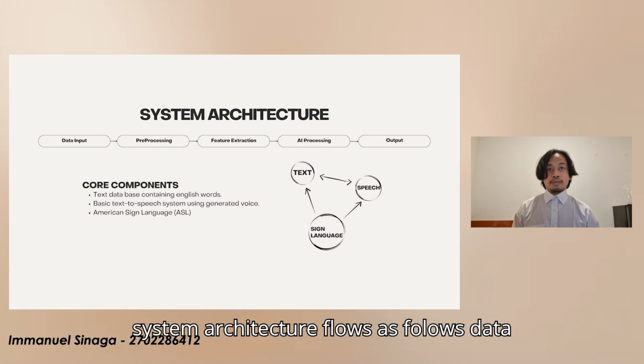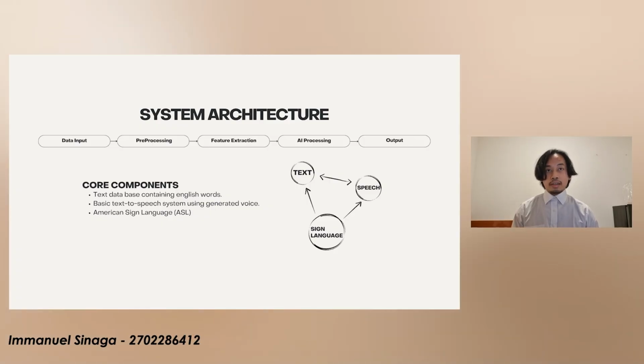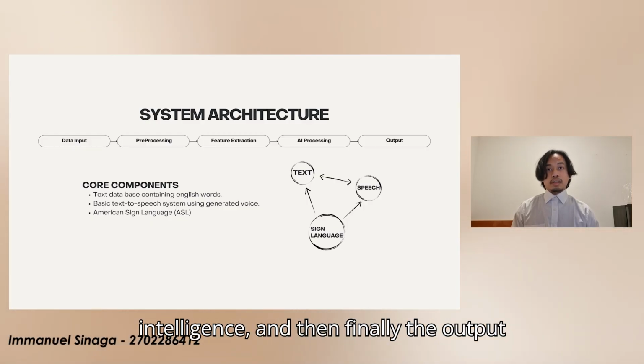The system architecture flows as follows: data input, the pre-processing of the data, extracting the features of the data, processing with the help of artificial intelligence, and then finally the output result.